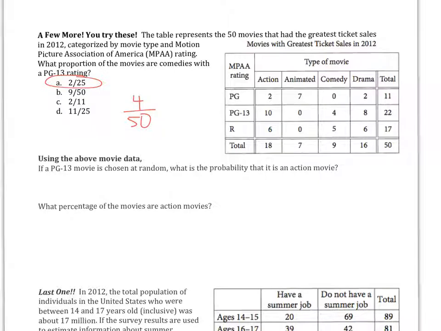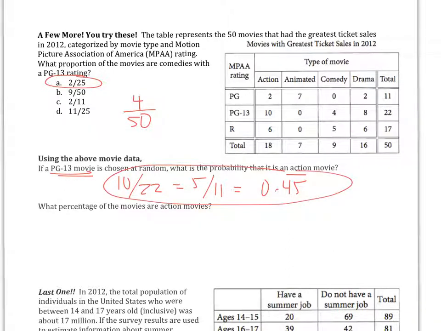Next one. If a PG-13 movie is chosen at random, what is the probability that it is an action movie? Am I looking at all movies or just a subset? Just a subset. I'm only looking at PG-13 movies. There are 22 of those. Out of those 22, how many are action movies? 10. So that simplifies to 5 out of 11, which is 0.45 repeating. So any of those answers would have been acceptable.